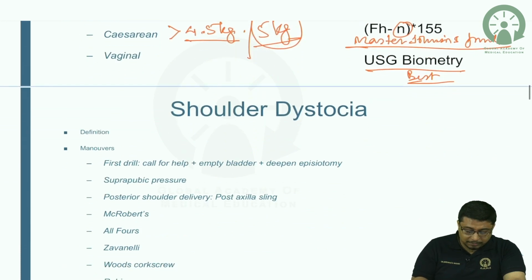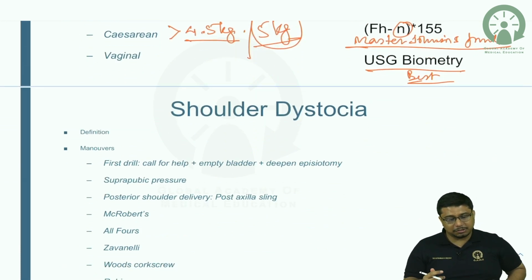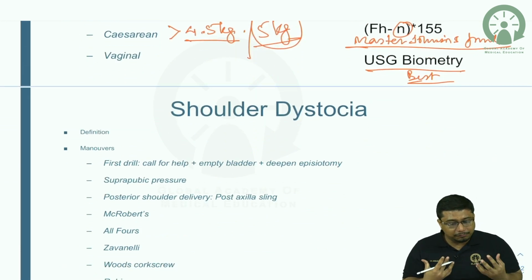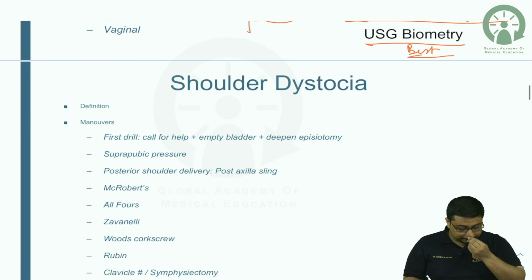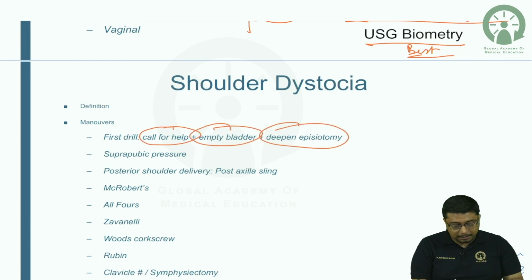Okay, so we were discussing shoulder dystocia. Shoulder dystocia is basically when the obstetrician feels there is a difficulty in delivering the shoulder of the baby. So what to do? Call for help, empty the bladder and deepen the episiotomy. That is the first step. Then second step is suprapubic pressure. Then try to deliver the posterior shoulder.